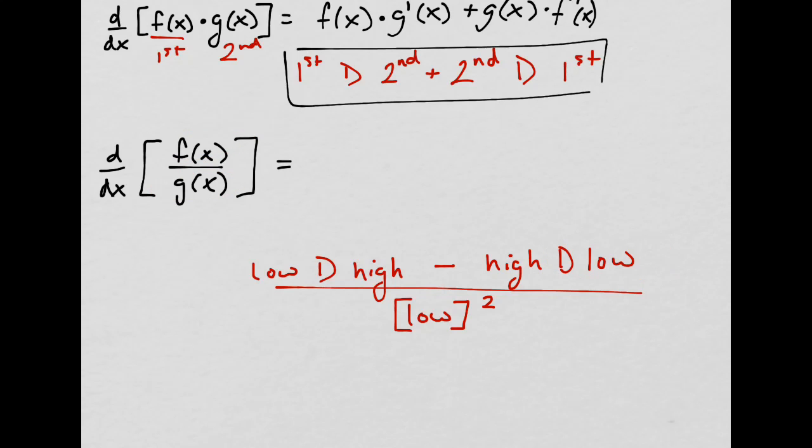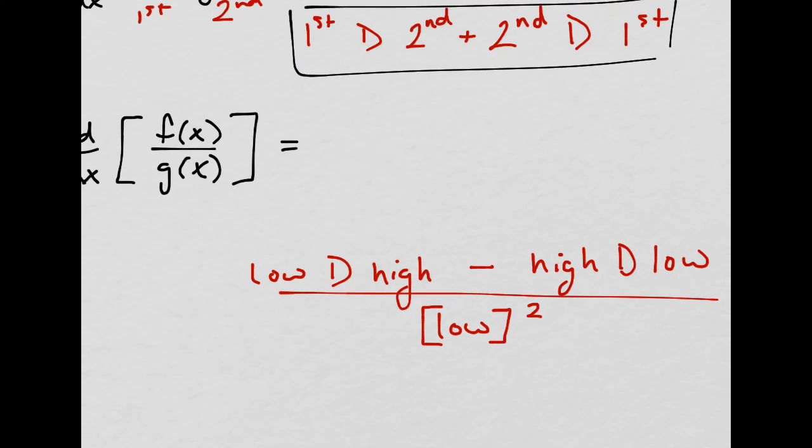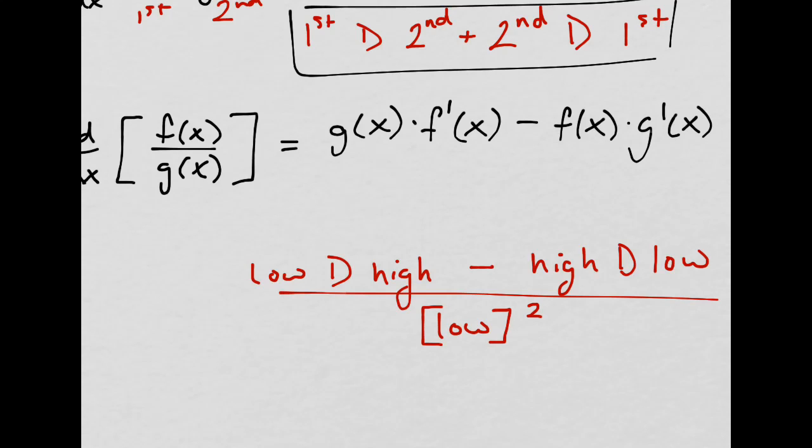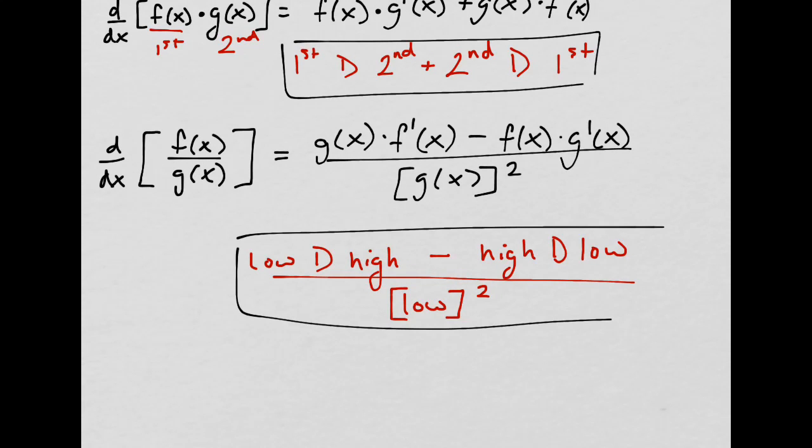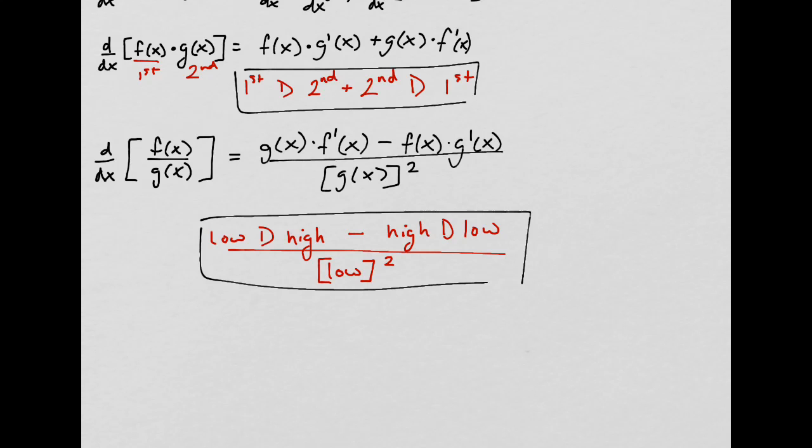So low, which is g of x, low d high, that would be f prime of x, minus high, which would be f of x, d low, that would be g prime, low d high minus high d low, all over low squared, or square the bottom. So the denominator would be g of x, and then we square it. If you remember this, it's very easy. Low d high minus high d low. Square the bottom, and away we go.